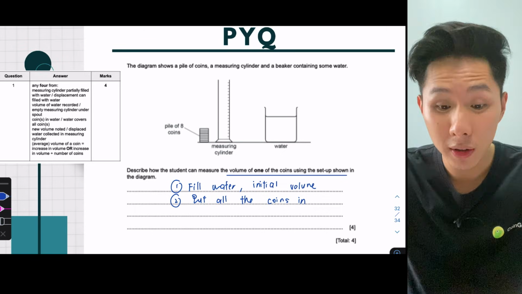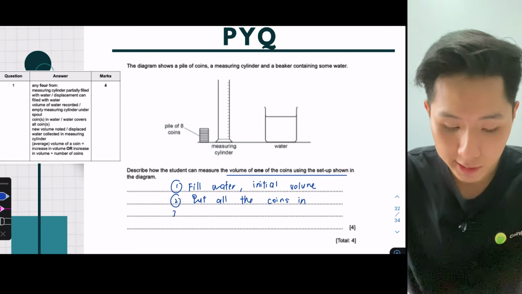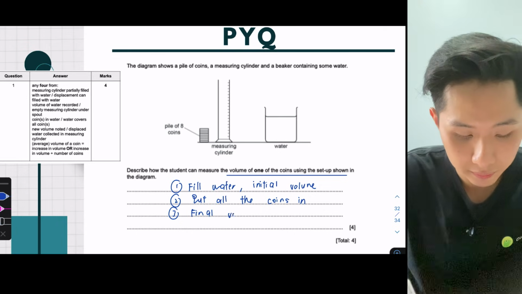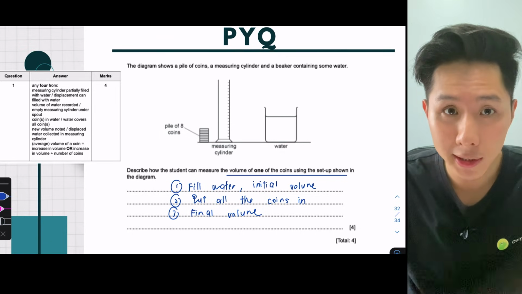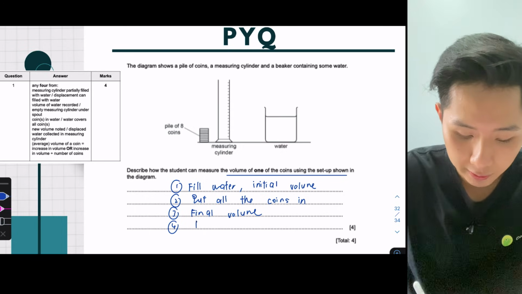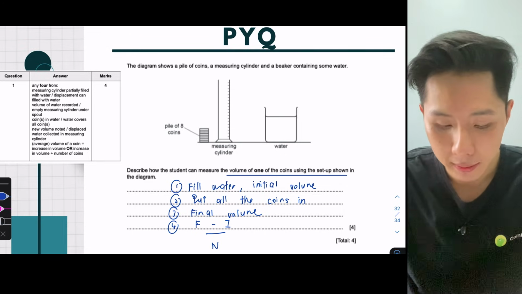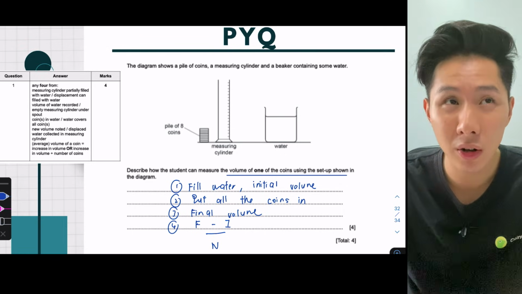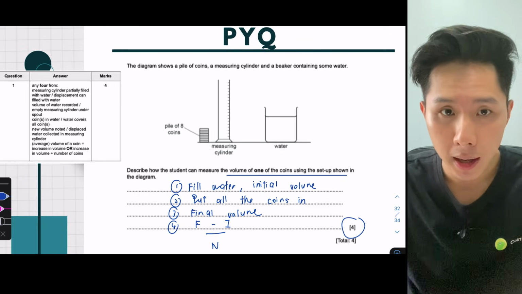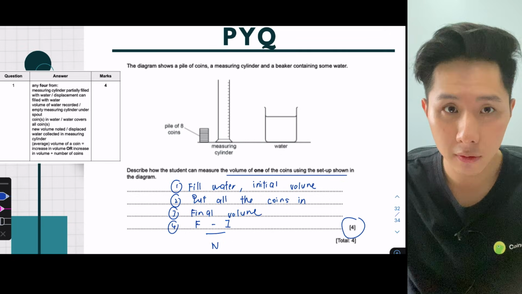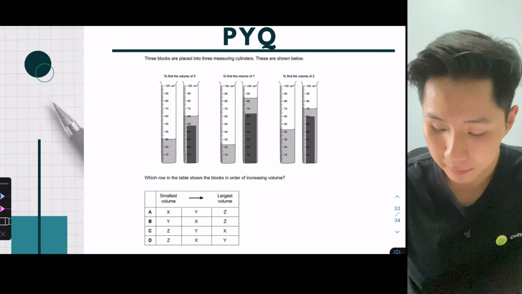And having put all the coins into the measuring cylinder, we can measure the final volume. So in order to calculate the volume of one coin, we can just use final minus initial and then divide by the number of coins that we put into the measuring cylinder. So that's one way we can answer the question. Remember always, if it's a 4-mark question in your IGCSE exam, you are likely needed to give 4 points. So try not to be too lengthy, but give the correct points in your exam.